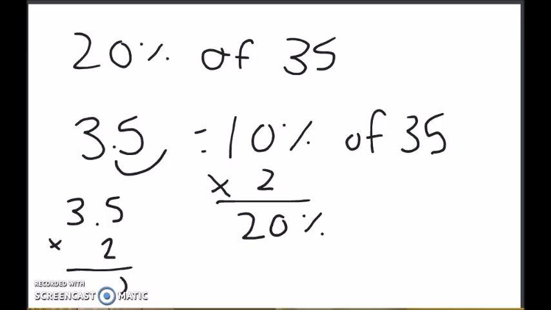So I know that 5 times 2 is 10, carry my 1, and then 3 times 2 is 6, plus 1 is 7. So she must have made 7 baskets.